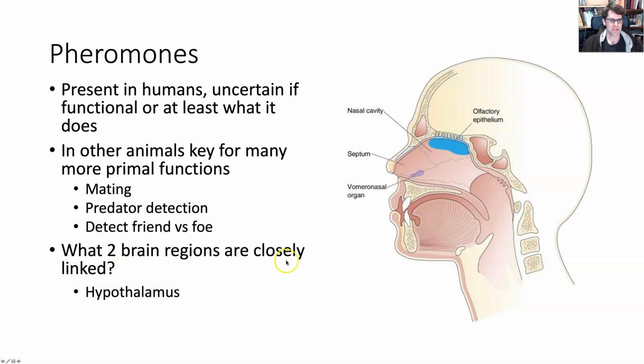So two brain regions that are linked, and I think this should be obvious. Hypothalamus, that's a lot of these. Remember the 4 F's there. And amygdala, the fear, an emotion, I guess, possibly in general. It's very closely linked to the limbic system.